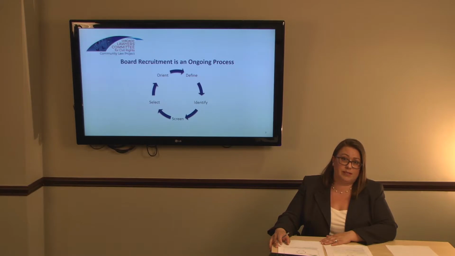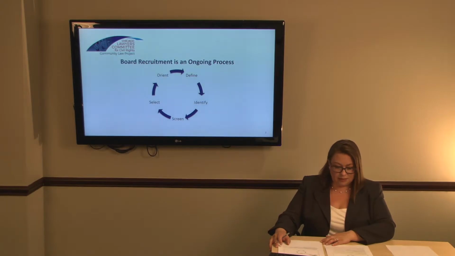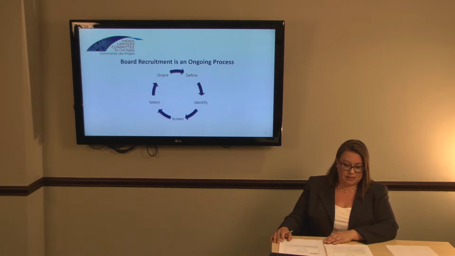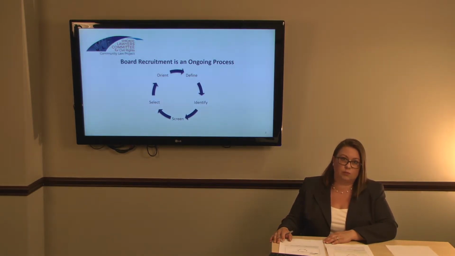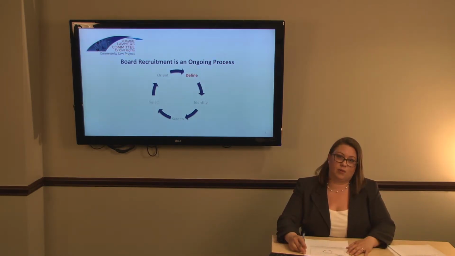Much of this work can be done by a nominating committee. Sometimes it is done by a governance committee or a board development committee. It depends on the organization's bylaws and the organization's culture. Some nominating committees are comprised of only members of the nonprofit. Even so, the president and the executive director usually have some role in this process, and we'll get to that in a little bit. And while this is an ongoing process, we're going to take each step one by one.